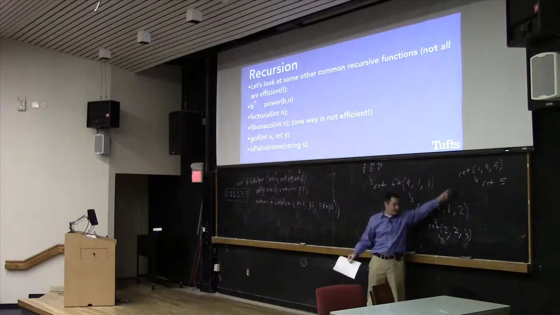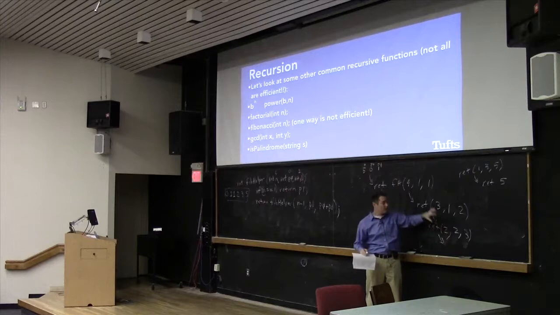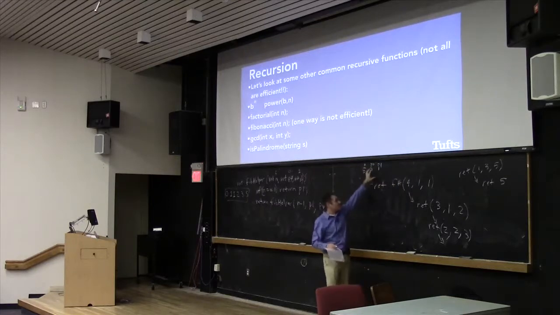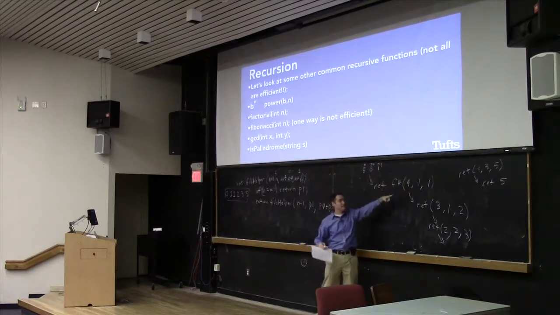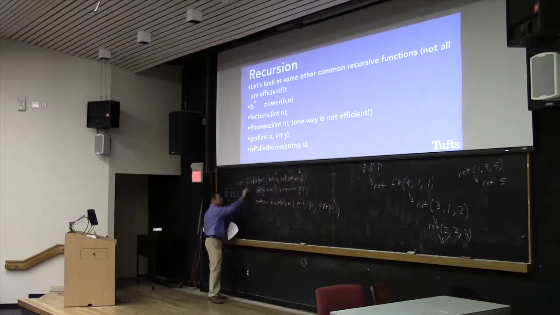That one returns 5. This one is now 5 because it's returning what that one returned. This one returns what that one returned, which this one returned, which is 5. This one returns what this one returned, which is 5. And then this one finally returns this, which is 5. And that's our final answer, which is this one.